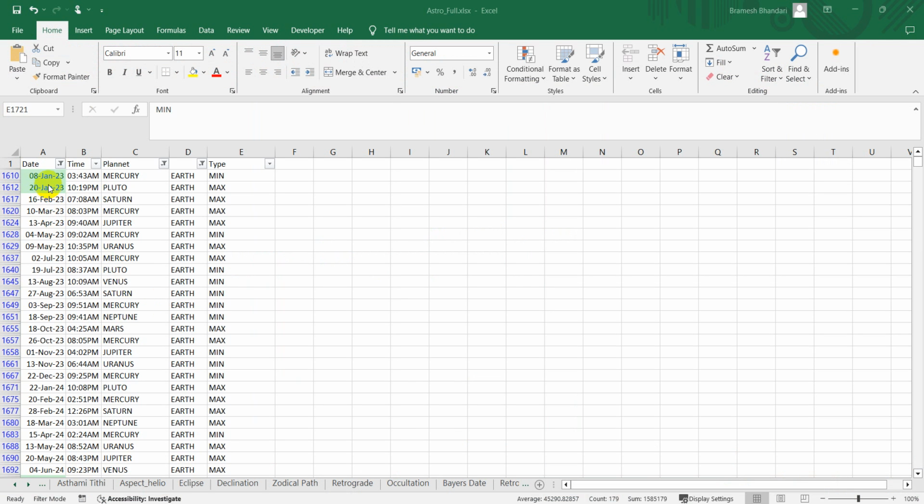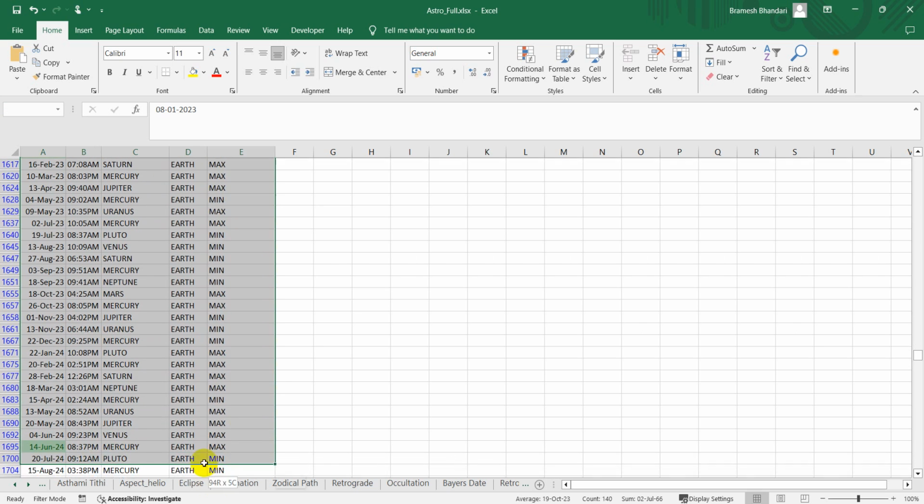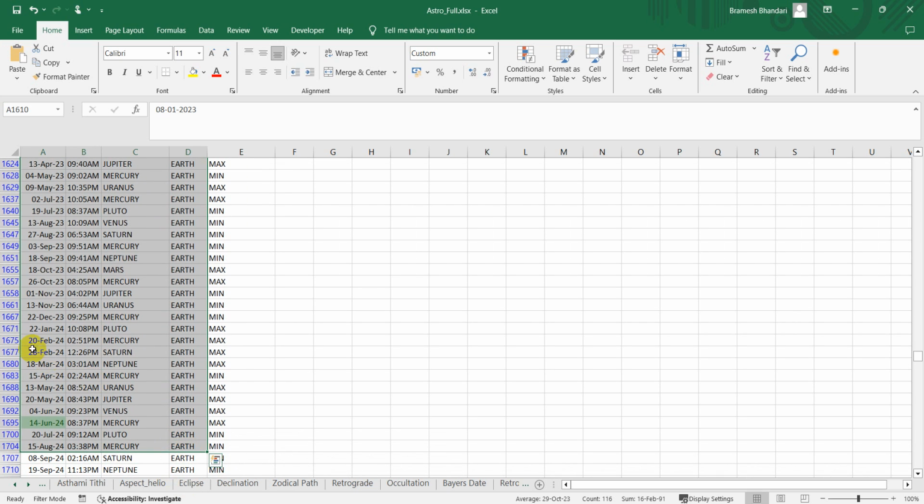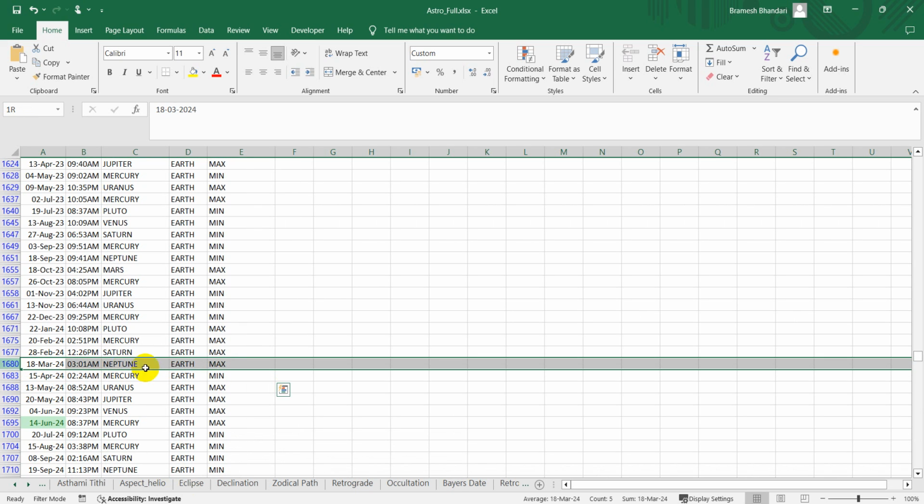So this is the data. You can see here Mercury, Pluto, Saturn, all planets we have defined, Earth maximum, Earth minimum. So you can pause this video and note down these dates. Now 20th Feb was one of the dates for Mars. 15th April is for Mercury. 18th March is for Neptune.